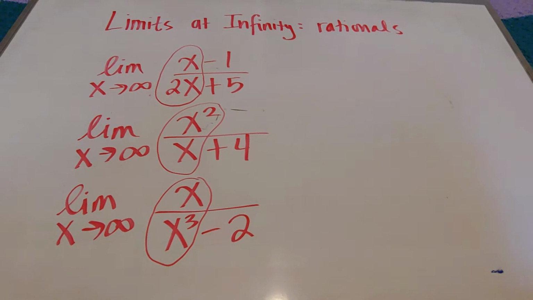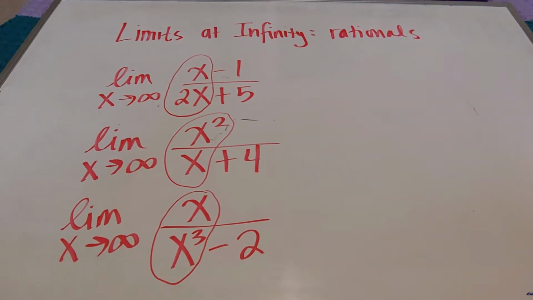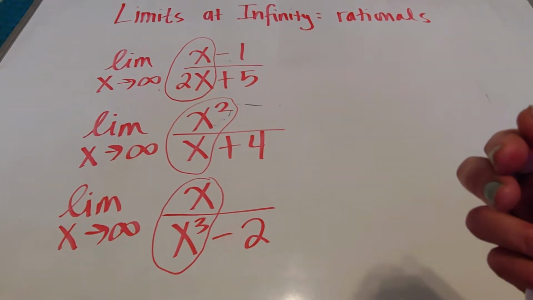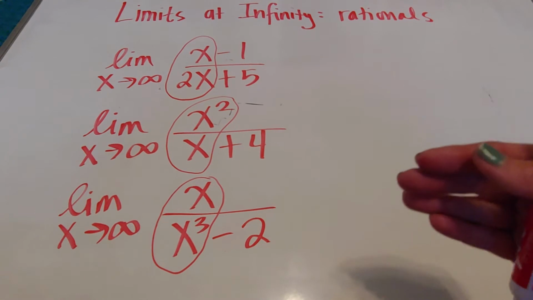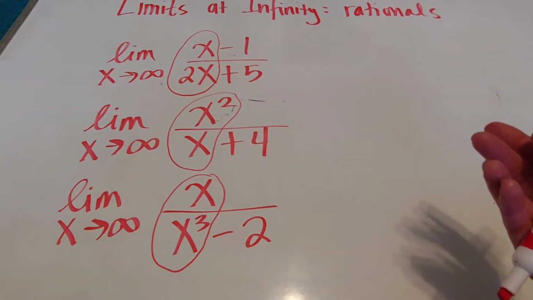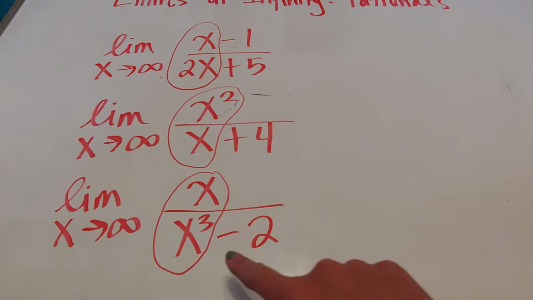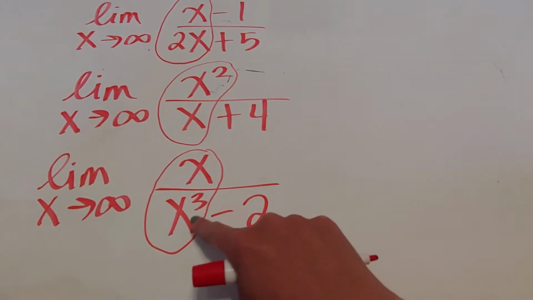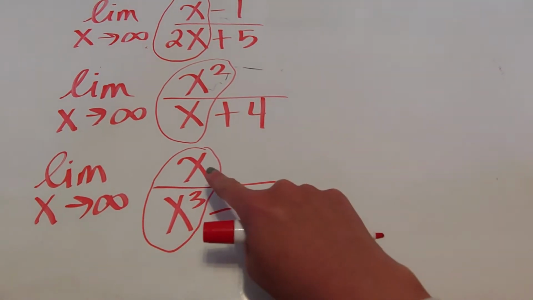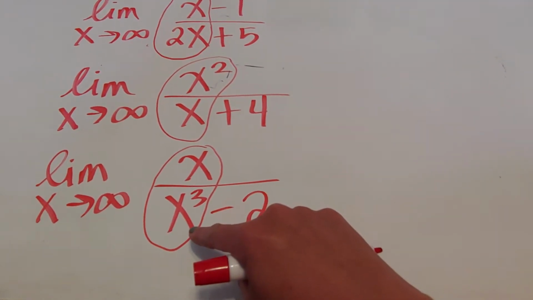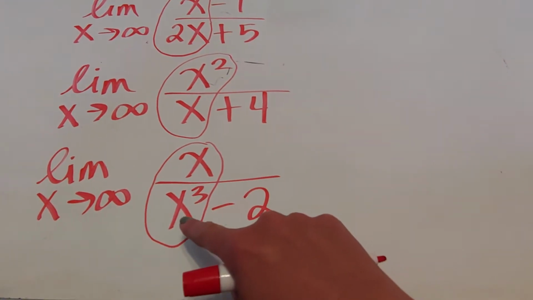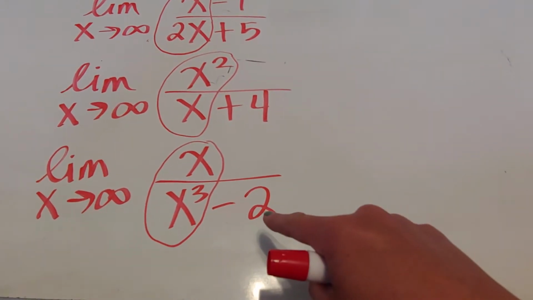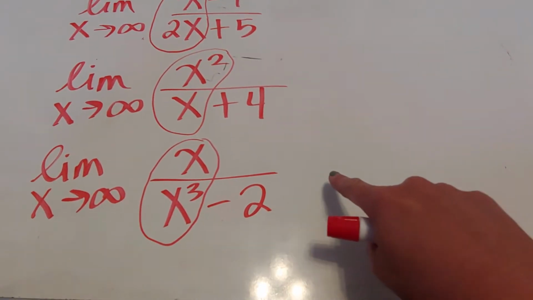Here are the rules. What's going on here is we want to know, is one side, either the top or the bottom, dominating the other, or are they kind of keeping pace with each other? Let me first talk about one dominating the other. In this bottom example, x cubed is going to grow way faster than x. If I were to plug in a number like 10, the top is 10 and the bottom is 10 cubed, which is 1,000. So this is 10 over 1,000, which is going to be a small decimal.